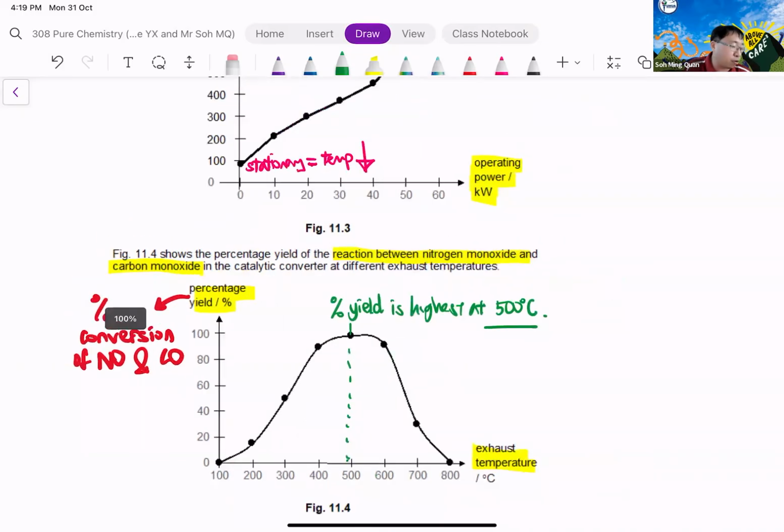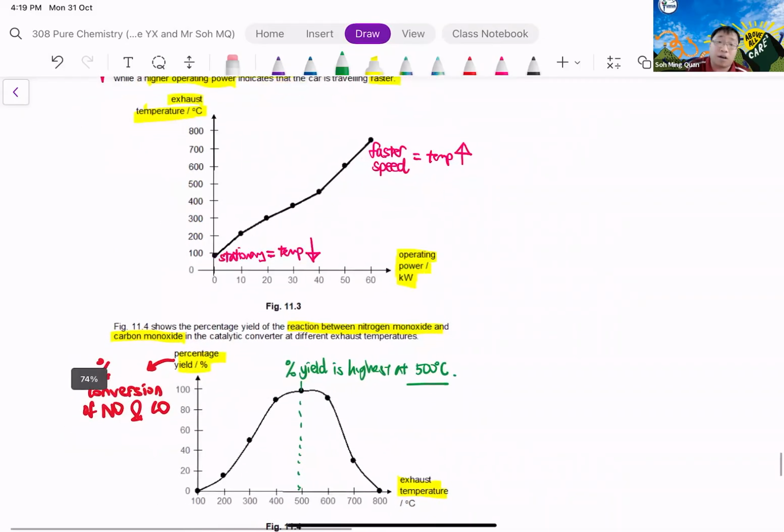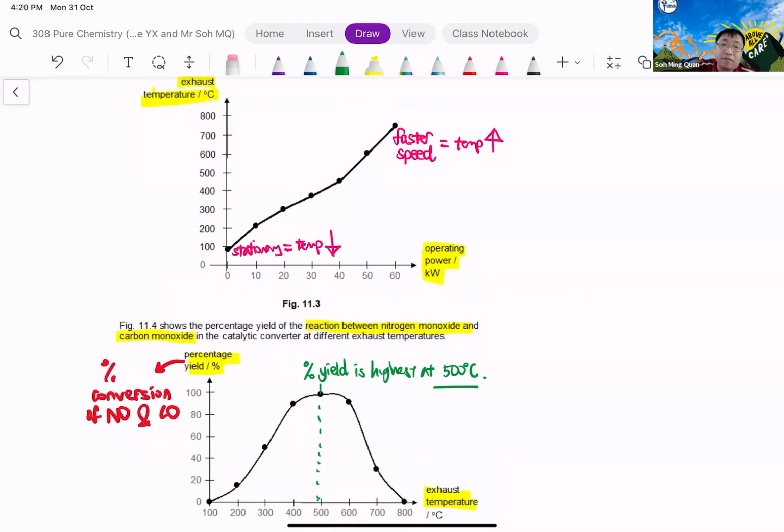So now let's look at both graphs. It looks small now because I've zoomed out, but you can see, right? We try to match stationary, 100 watts. 100 watts is here. When it's stationary, 100 watts, 100 degrees, sorry, 0% yield. There is no conversion, no reaction, right?